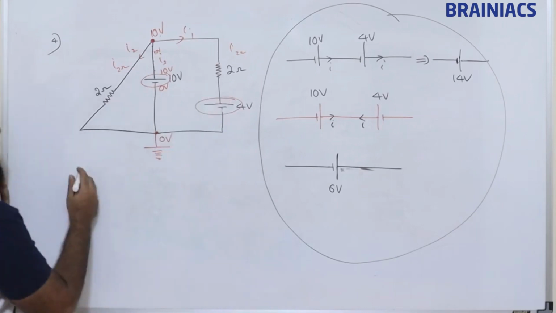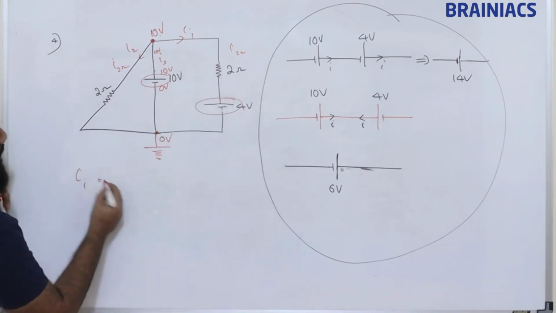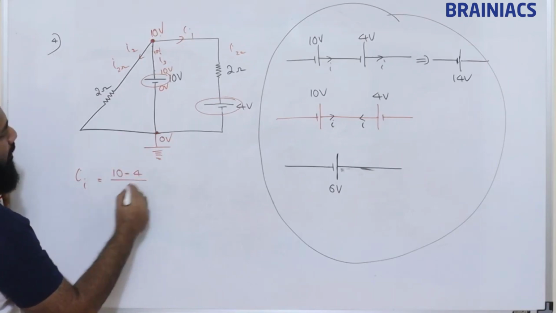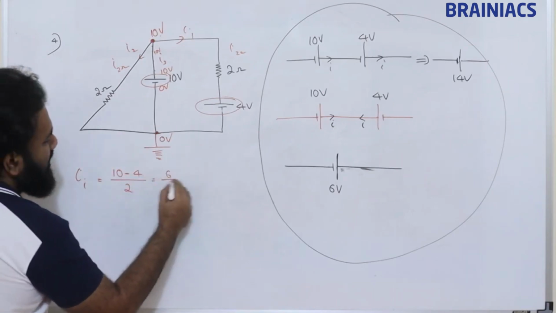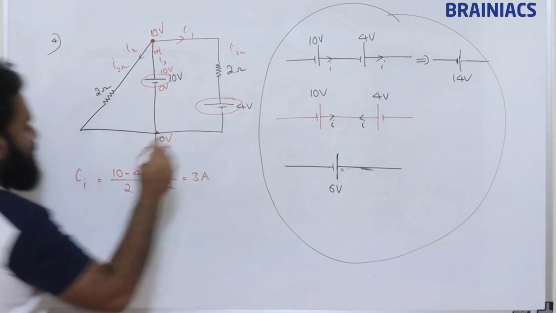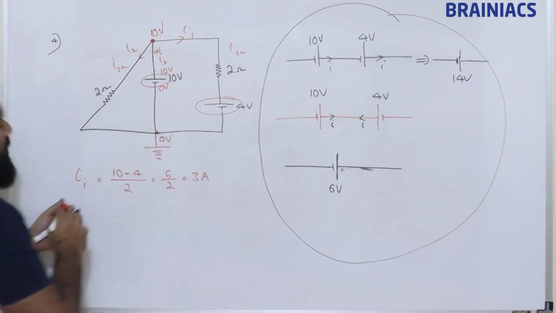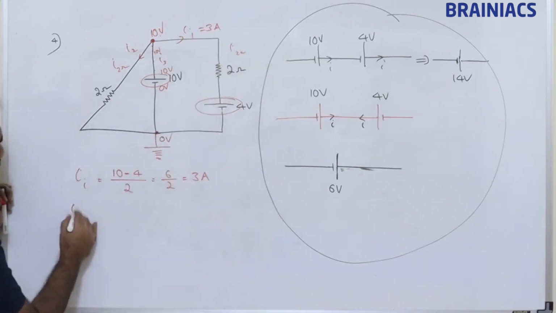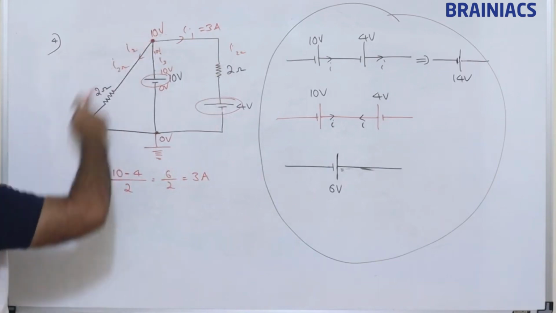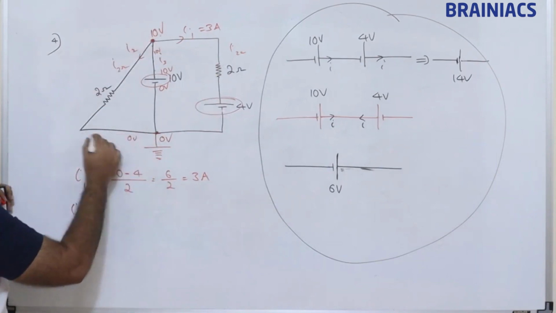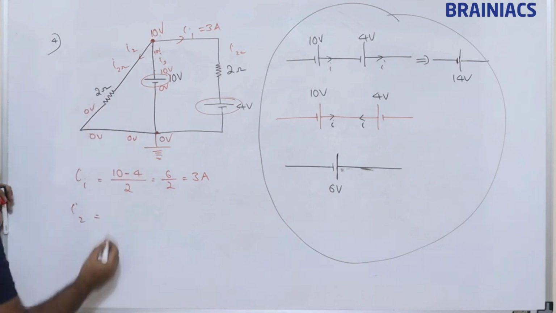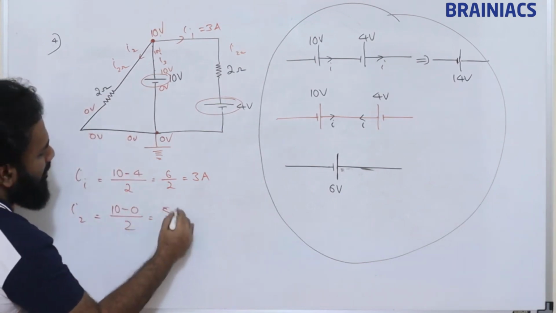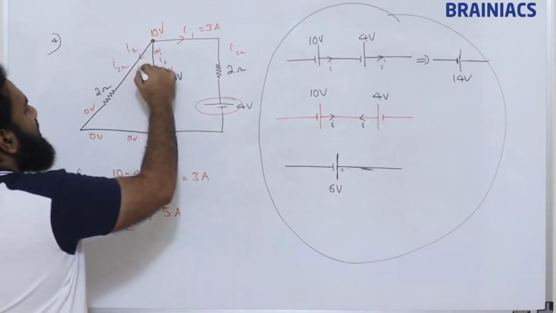So I1 is equal to (10 minus 4) divided by 2, so 6 by 2 is equal to 3 ampere. Same way, if we take I2, 10 minus 0, here it is 0 volt. So (10 minus 0) divided by 2, so this is going to be 5 ampere. So we can measure this as 5 ampere.